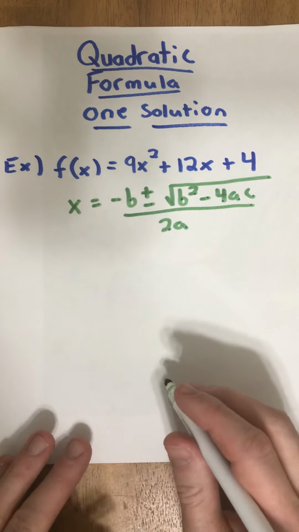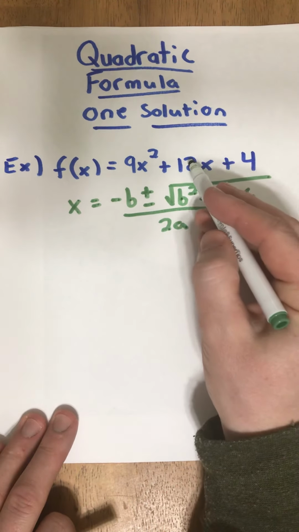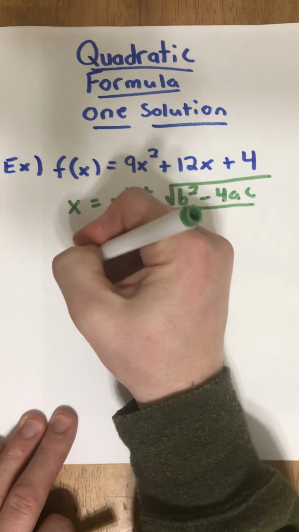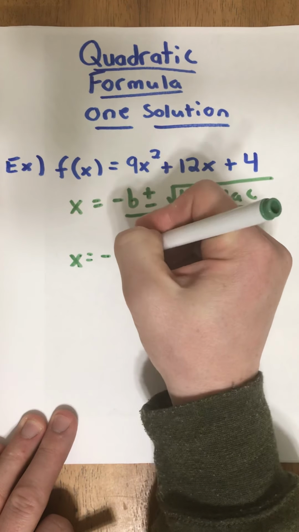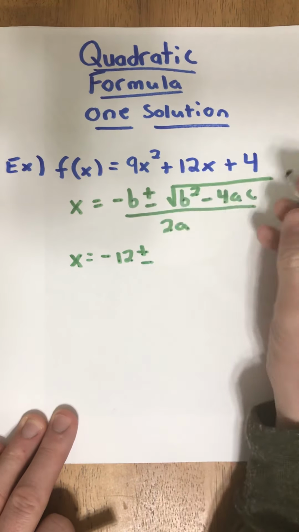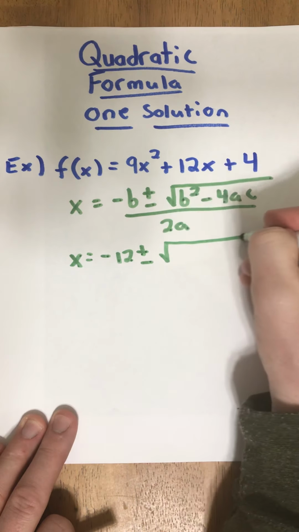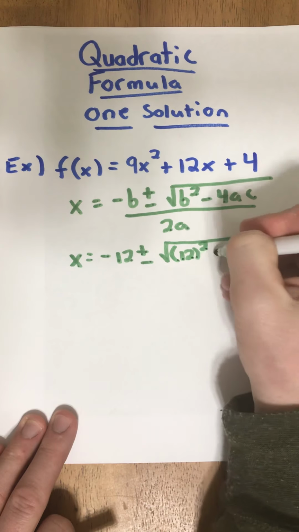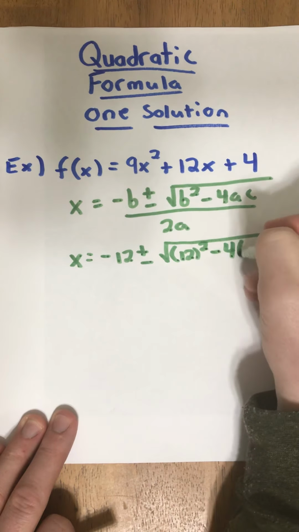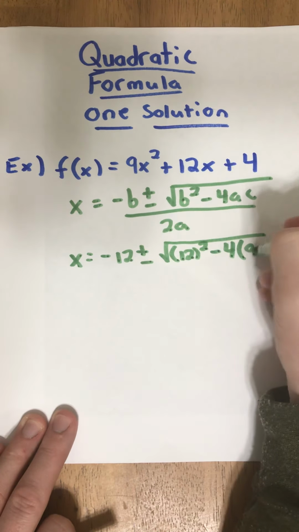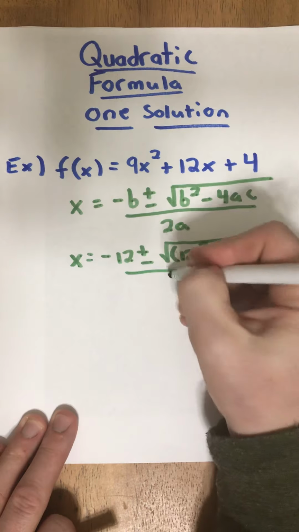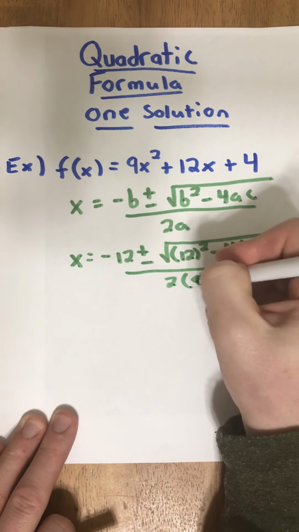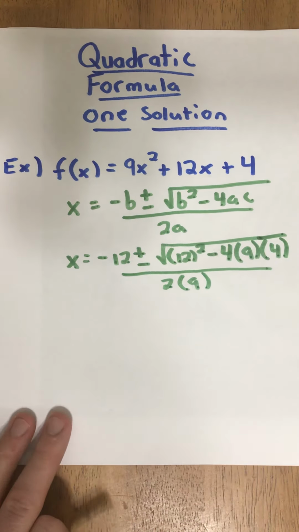All right, now my b in this particular example is 12. So I'm going to have x equals negative 12 plus or minus the square root. B again is 12, so we're going to have 12 squared minus 4. A here is 9, and c here is 4, divided by 2 times a, which is 2 times 9.